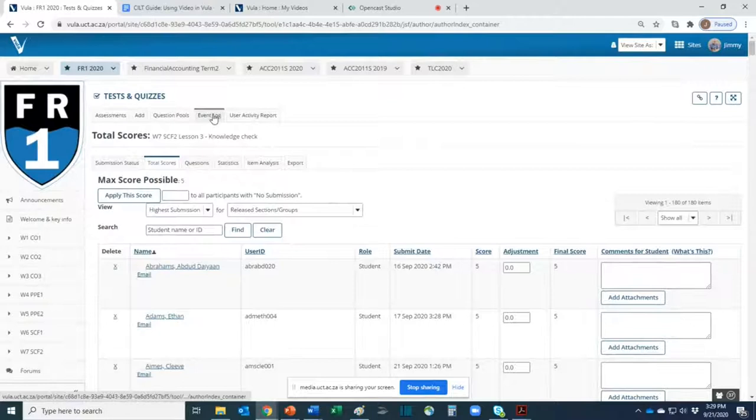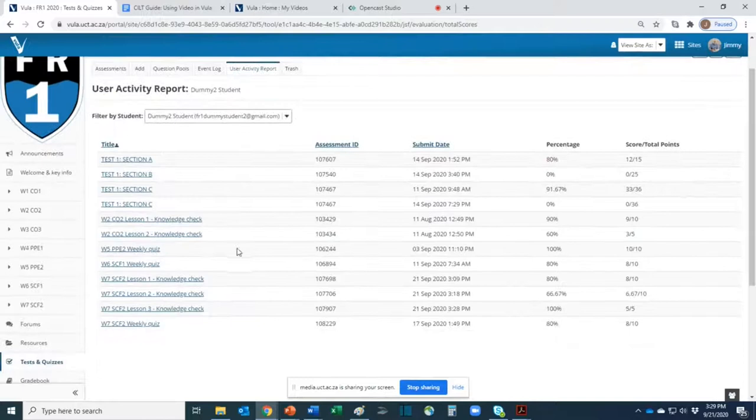If I want to, I could go and have a look at a user activity report here. Why don't I have a look at how Dummy 2 has done? Here she is. You can see that she has completed the 3 lessons of the statement of cash flows, and she's got 100% there.